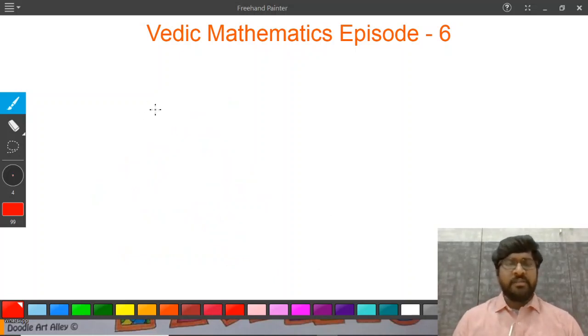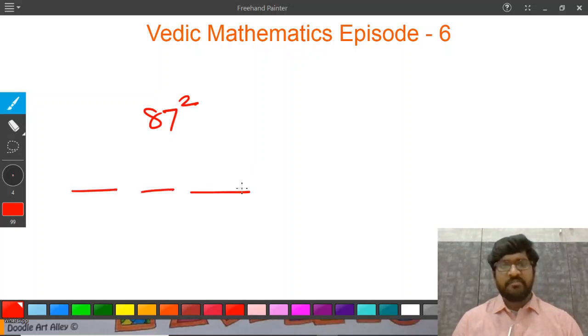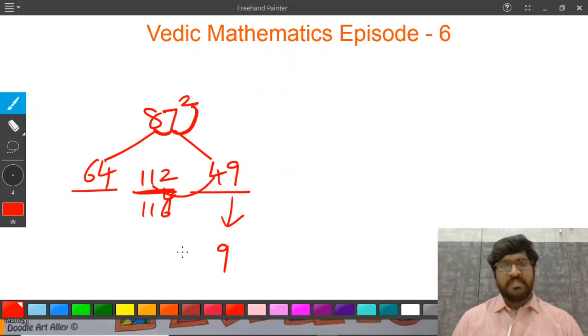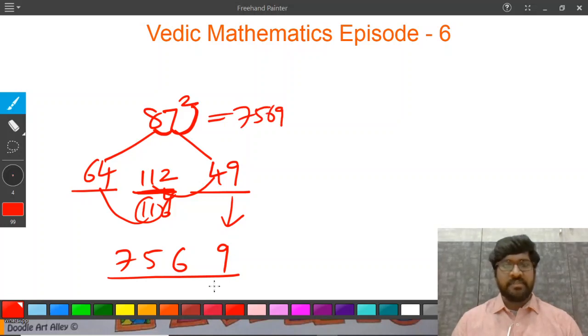Let's say if you want to find 87 square using this method, again 3 places, 7 square 49, 8 square 64. Now in between, 8 sevens 56, multiplied by 2, 112. Next 9 here, then 4 carry, this becomes 116, 6 here, then 11 carry, this becomes 75. So the answer is 7569. 87 square is 7569.